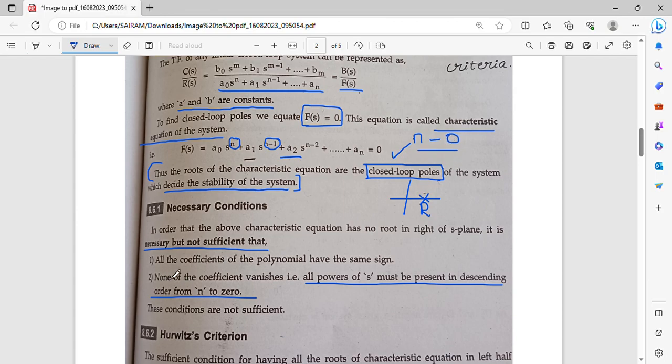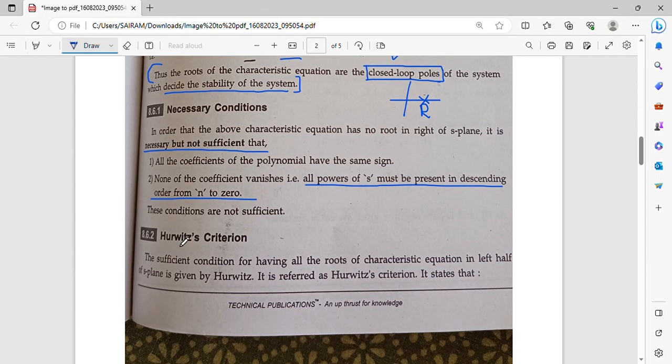And he has also told you in the first point that all the coefficients of the polynomial have the same sign. So we cannot say that all coefficients will have the same sign. There might be a negative sign also, there might be a positive sign also, right? These are the necessary conditions, and these conditions are not sufficient, right? There are two necessary conditions: all the coefficients of the polynomial have the same sign and none of the coefficients vanishes, that is, the powers of s.